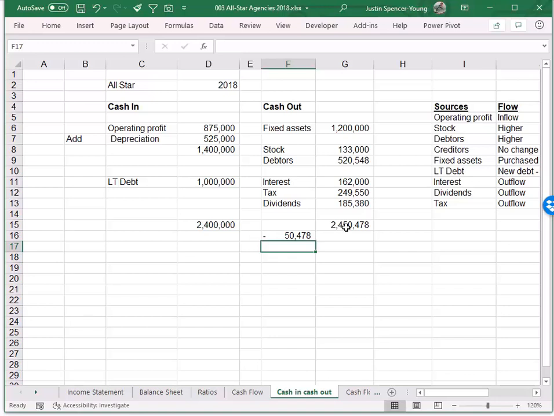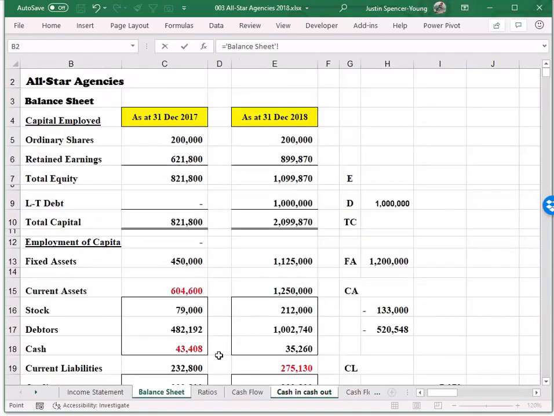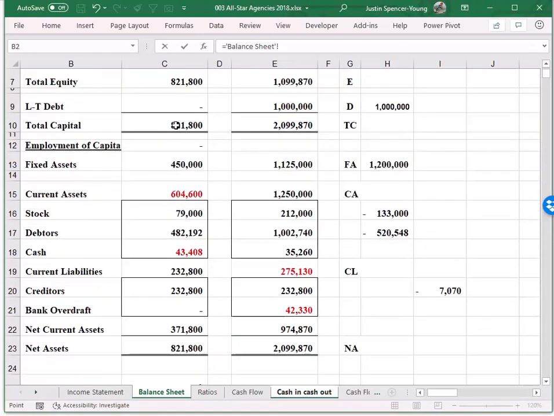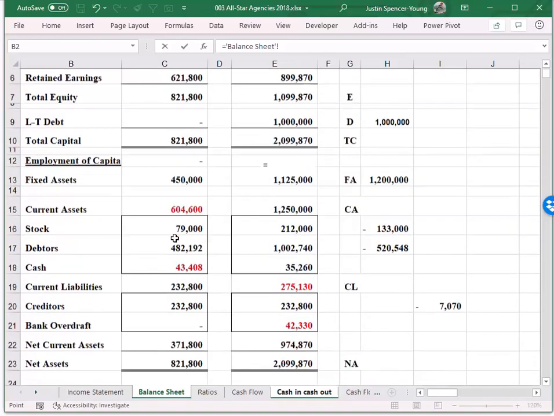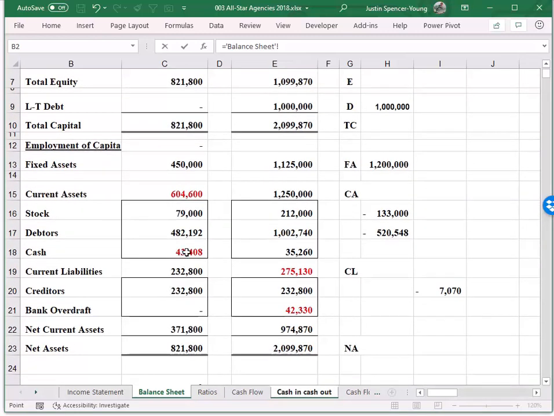Now, the next step is to say, well, how much cash did we have at the beginning of the year? And to find that number, go to the balance sheet for 2017 and find the net cash position here. And what's the net cash position? Cash minus overdraft gives you net cash. The net cash position is 43,408.